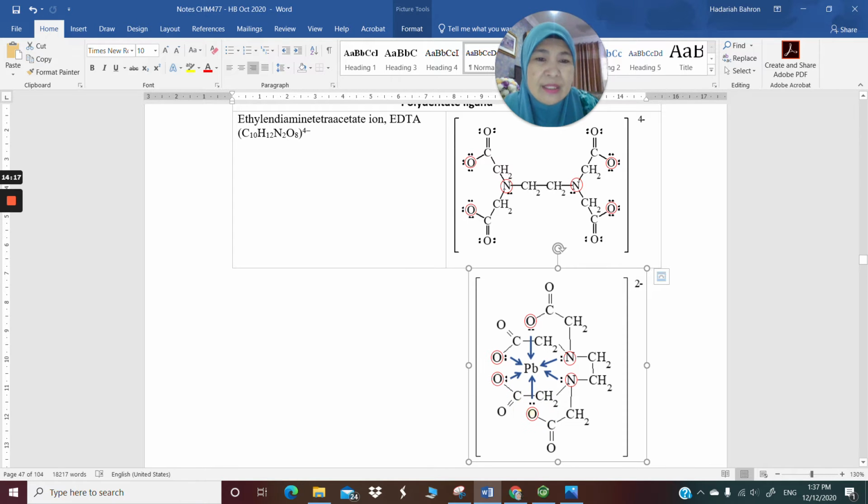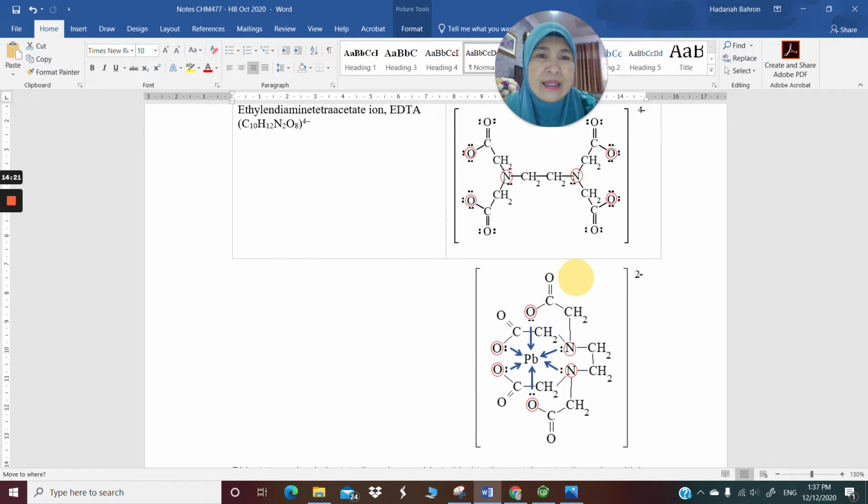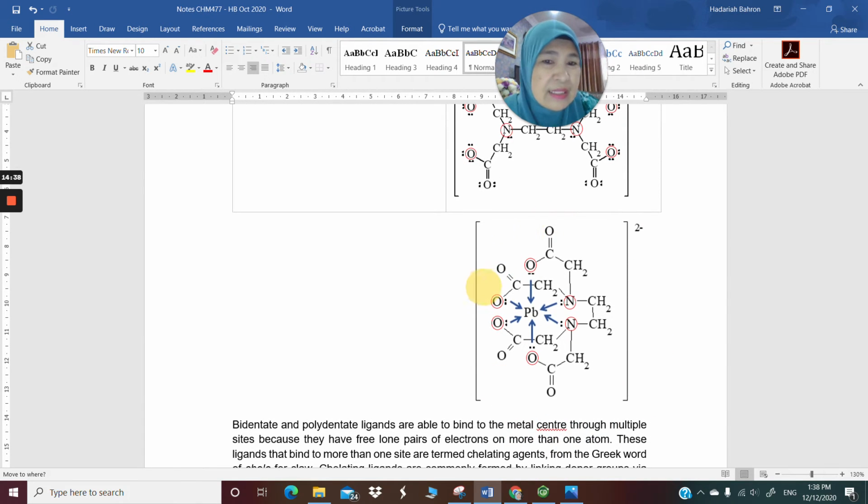So as you can see, the EDTA ligand is encapsulating the metal center, making sure that the metal center is wrapped around by the EDTA, and you will see that EDTA is a very, very good heavy metal remover.